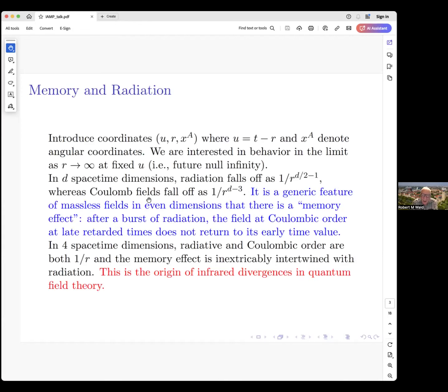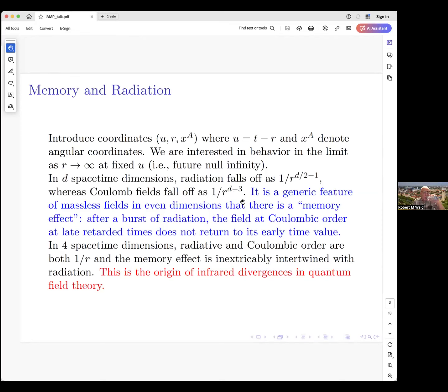Now, this is not at all an effect that's special to gravity or anything else. In fact, it's a completely general kind of effect for anything that solves a wave equation in even dimensional space-times, where the dimension is high enough that you have radiation for that field. The point is that in d space-time dimensions, radiation falls off as 1 over r to the d over 2 minus 1. Coulombic fields, though, fall off like 1 over r to the d minus 3.